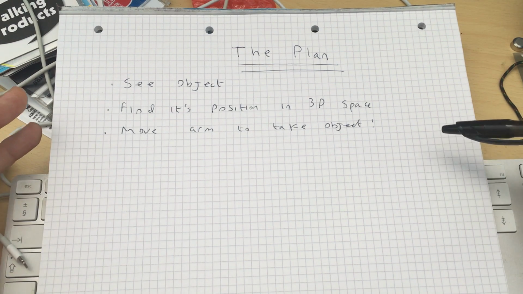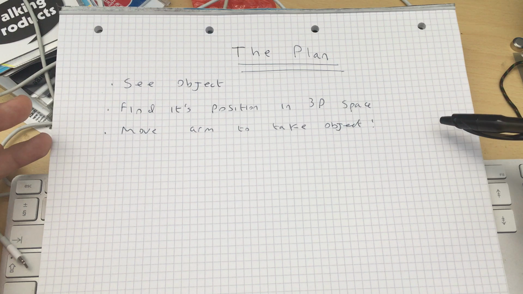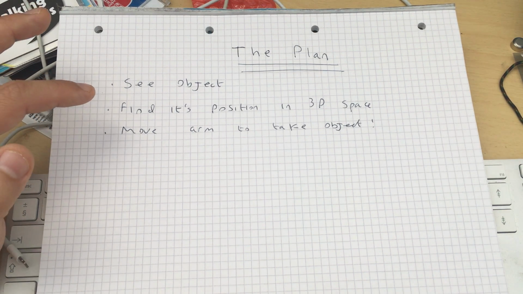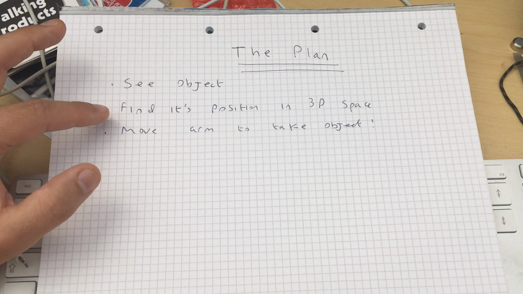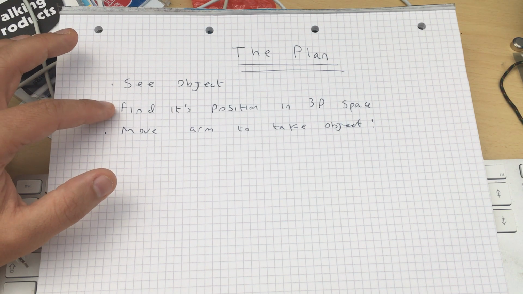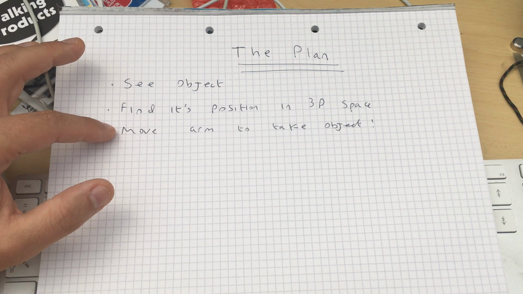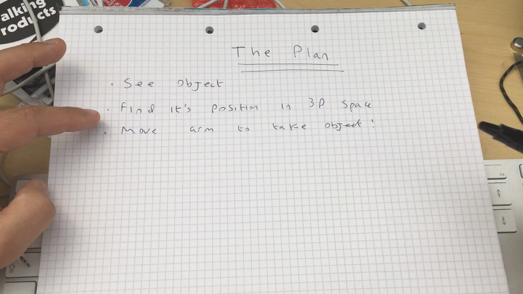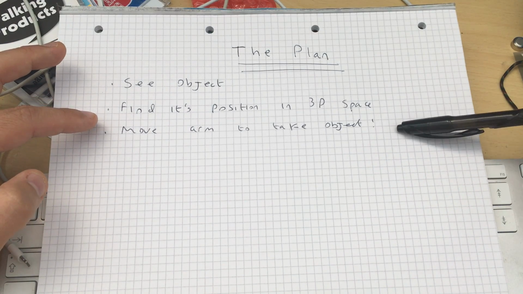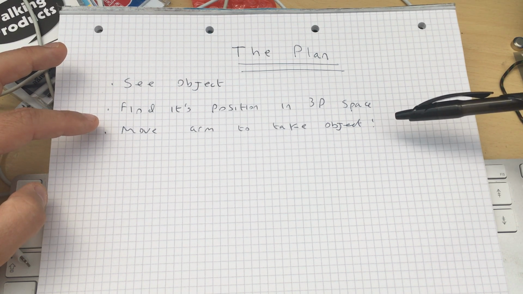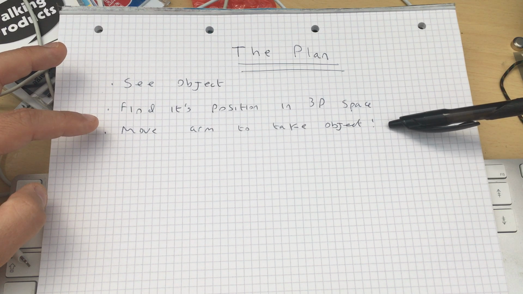So this is my plan, which might seem like I want to fly before I can even walk. I want to be able to detect an object, maybe a blue object or a red object, so we can use some kind of color filter to do that. Then find its position in 3D space, so I need to see it, work out how far away it is, and then move an arm to take the object. For moving the arm to take the object, I need to learn about inverse kinematics, which I've started to read up on.